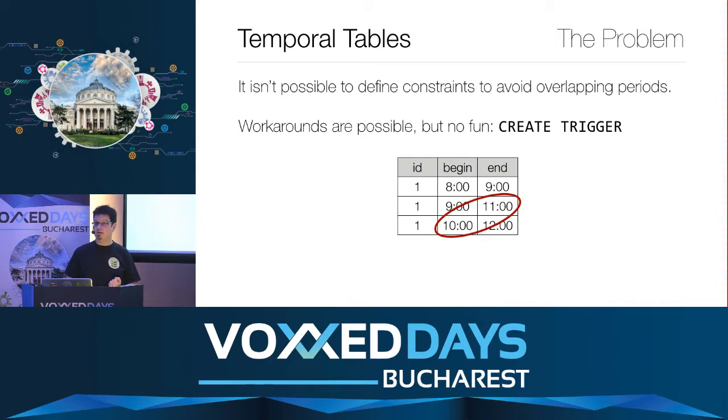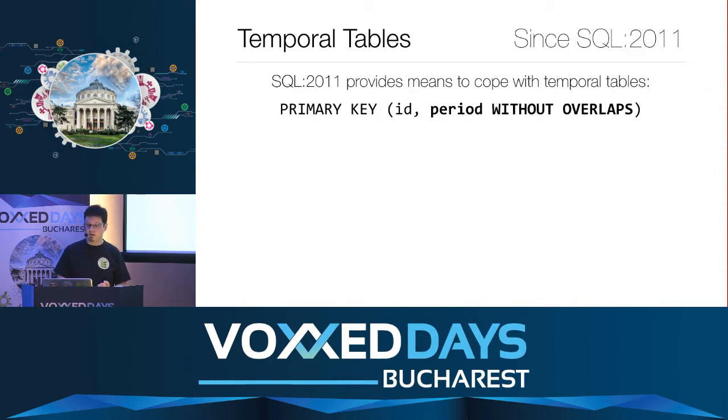And SQL 2011 has a feature for that, because now we can define the primary key to not only consist of the actual key value, but we can also say for this period without overlaps. One moment, please. Is this answering your question?